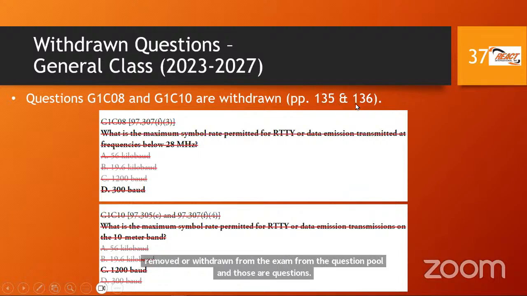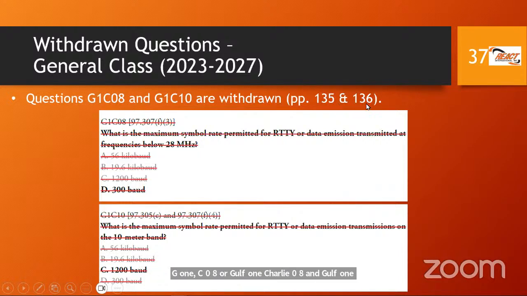They're actually on pages 135 and 136 of the No Nonsense License Study Guide. So just bear that in mind, especially if you're taking practice exams. These two should not show up in your practice test. And if you're studying, you can safely ignore these. You can read it to see what it was historically, but certainly you don't need to learn or memorize this, because this was recently made obsolete due to changes in regulations in the United States.